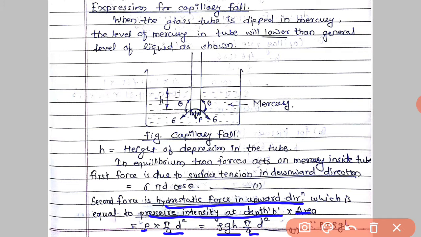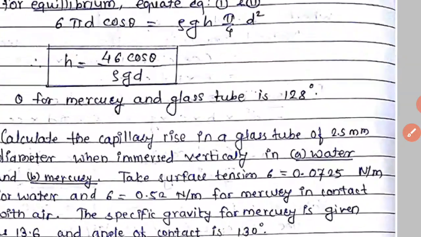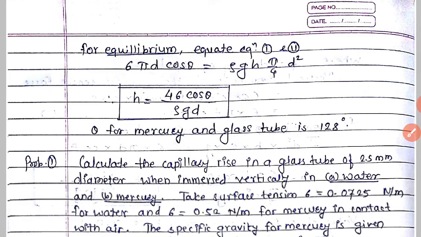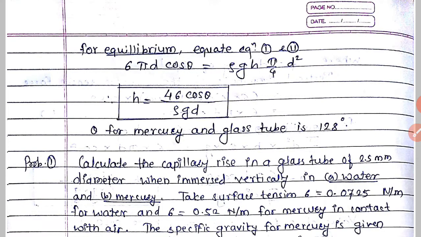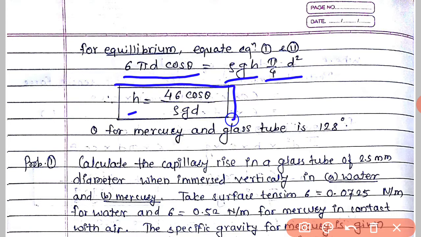By equating those two equations, equation number 1 and equation number 2, we will get the equation for the value of h. So see here, for the equilibrium condition, equate equation 1 and equation 2. Here sigma pi d cos theta is equal to rho g h into pi by 4 d square. So h equals 4 sigma cos theta upon rho g d. This will be the final equation.